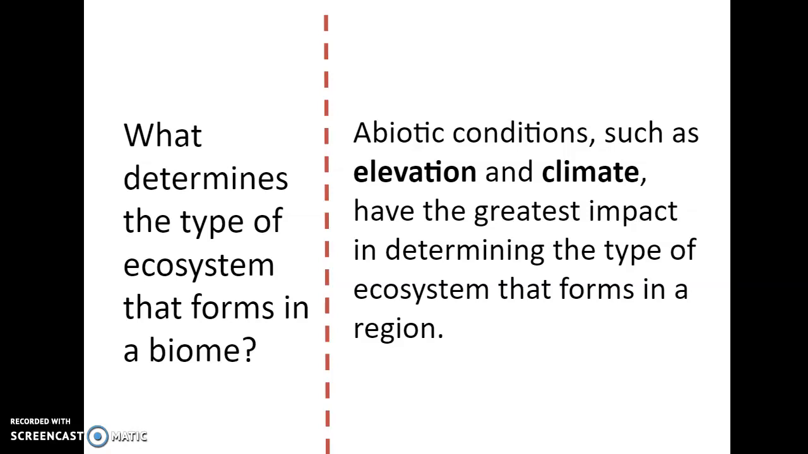So what determines the type of ecosystem that forms in a biome? Abiotic conditions, remember non-living conditions, such as elevation and climate, have the greatest impact in determining the type of ecosystem that forms in a region. So when we ask ourselves, what determines the type of ecosystem? Our abiotic, our non-living conditions determine this.